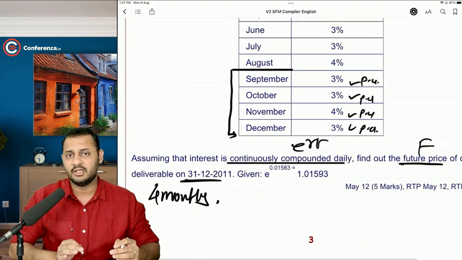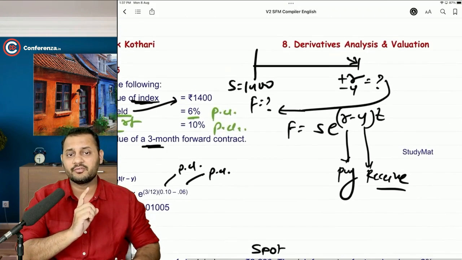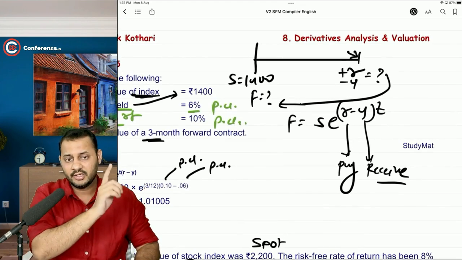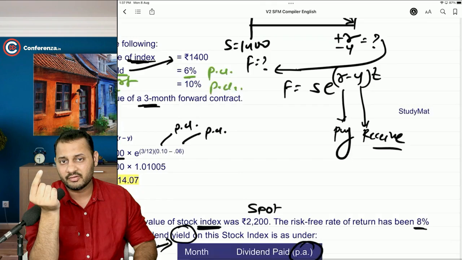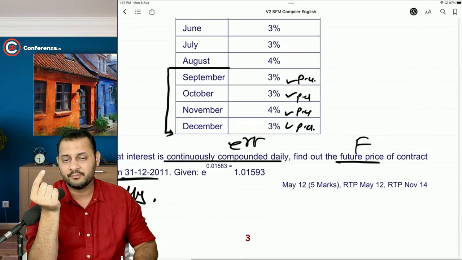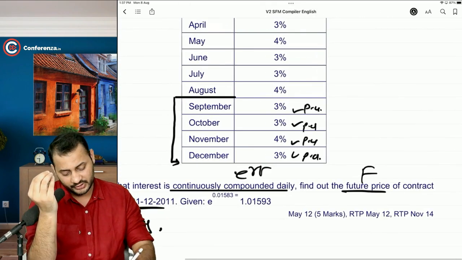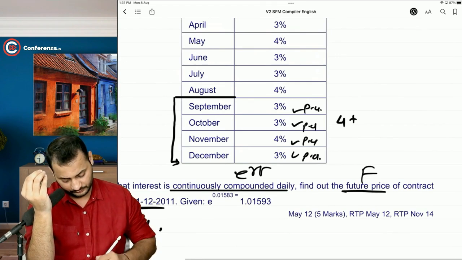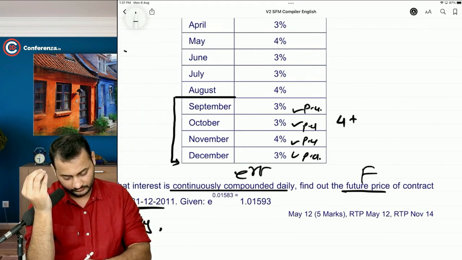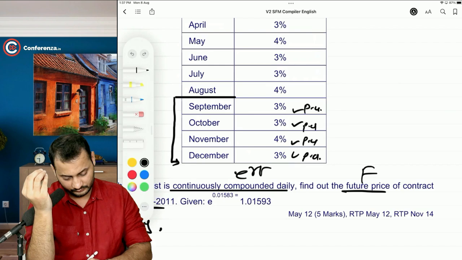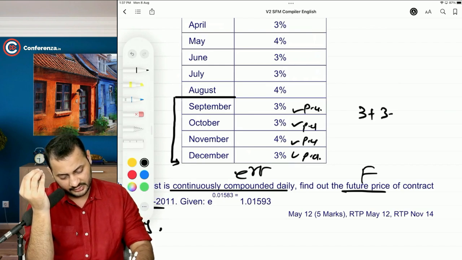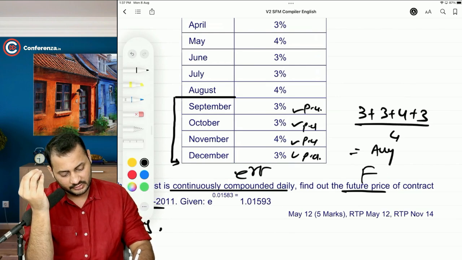It's very simple. We need only one figure to deduct from R minus Y, right? In place of Y, we need only a single figure. We cannot deduct 4 figures at a time. So the only thing that we are going to do is 3 plus 3 plus 4 plus 3 divided by 4. That is called the average yield per annum.